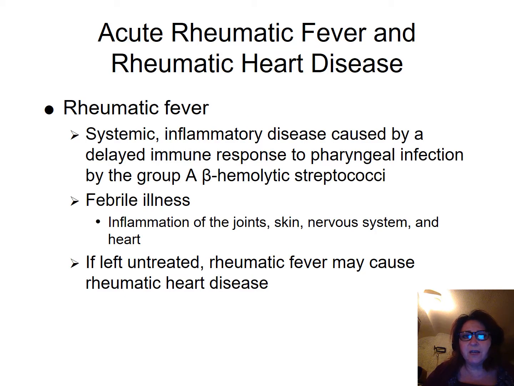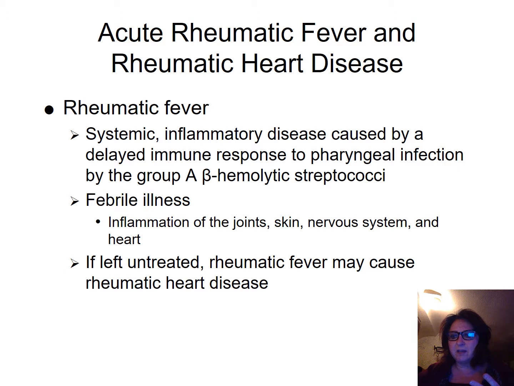Acute rheumatic fever and rheumatic heart disease. So rheumatic fever is a systemic inflammatory disease caused by a delayed immune response to pharyngeal infection by group A beta hemolytic streptococcus. And rheumatic fever is directly related to an undiagnosed group A strep throat. That's one of the reasons we're so diligent to ensure that we catch all of these little kids that come in with sore throats. The standard of care is the four symptoms of strep throat: fever, stomachache, headache, and sore throat.